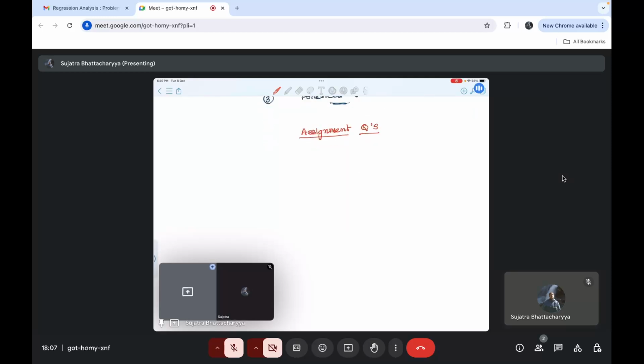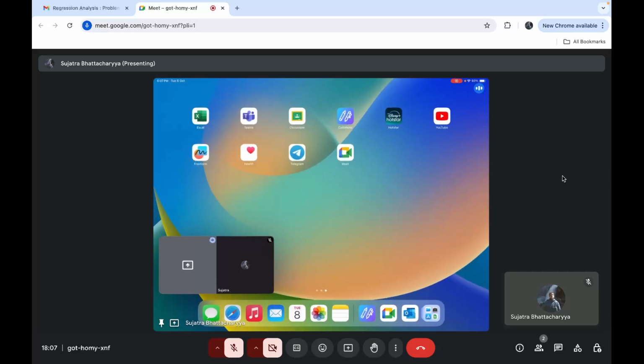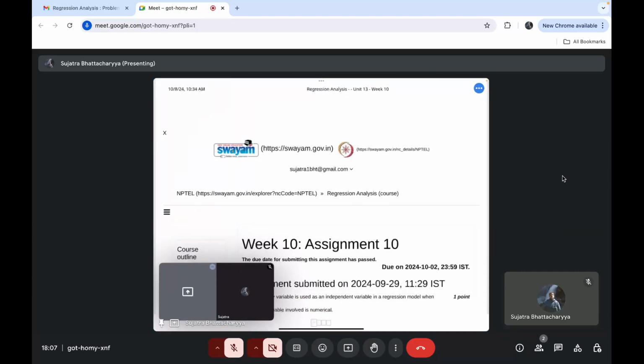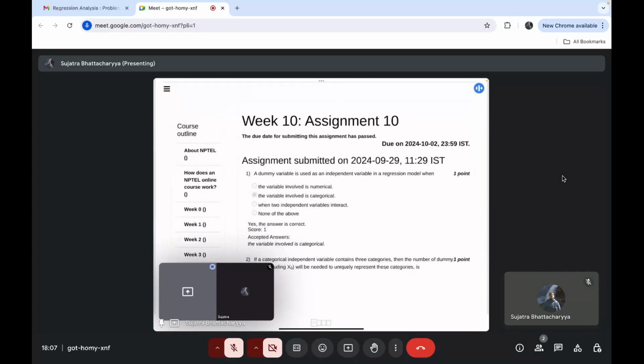Let's look at the assignment question for week 10. The first question of the assignment: a dummy variable is used as an independent variable in a regression model when. There are many options. So when is a dummy variable used? It is used when the variable or the data set is categorical, a qualitative kind of thing. So the variable involved is categorical.